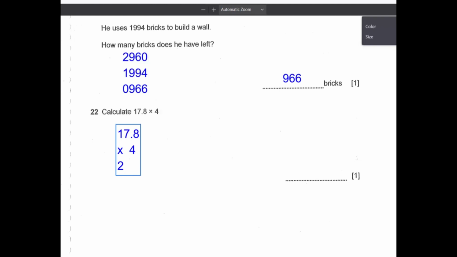And 4 multiplied by 7 is equal to 28. 28 plus 3 is equal to 31. 1, and you carry over the 3. And 4 multiplied by 1 is equal to 4, plus the 3 is equal to 7. Then you put the decimal point after 1 digit, because you have 1 digit after the decimal point. So your answer will be 71.2. And that's it.